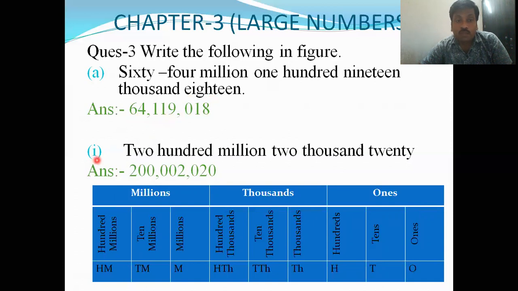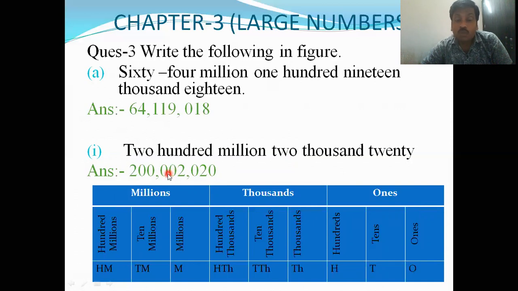Now here is the next part of question 3. 200 million 2020. 200 million. The first period is the million. First we write the 200 million. Okay. Now after the millions comes the 1000. Here we see only 2000. So here is no 100 place, and no tens place in the 1000.